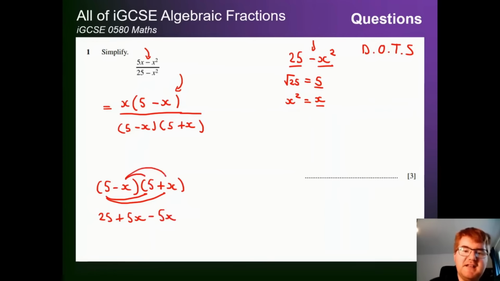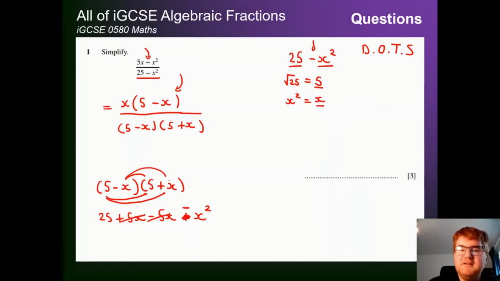And you may be thinking here, well, that's not the same as the denominator. It's quite different. Notice there's a cancellation. We have a plus 5x here and minus 5x here. That then cancels. This should be a minus, by the way. Well spotted if you noticed that, because minus x times plus x is minus x squared. Notice that leaves us with 25 minus x squared. So we do get the denominator.